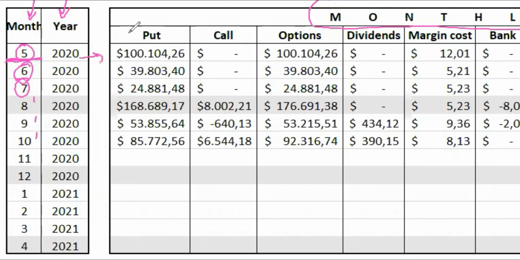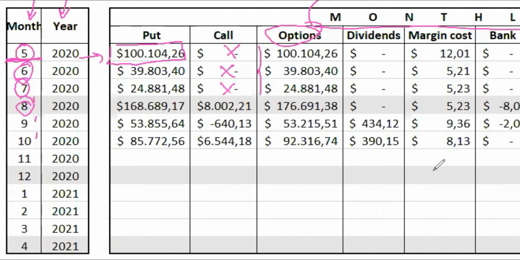First month, May 2020, in this particular case, we got 100,000 of put income. Let's remember that it was on an investment of 500,000. Now call income, we didn't receive any call income until the 4th month, which was in August. Total options is puts and calls. The first 3 months, it was all in puts.